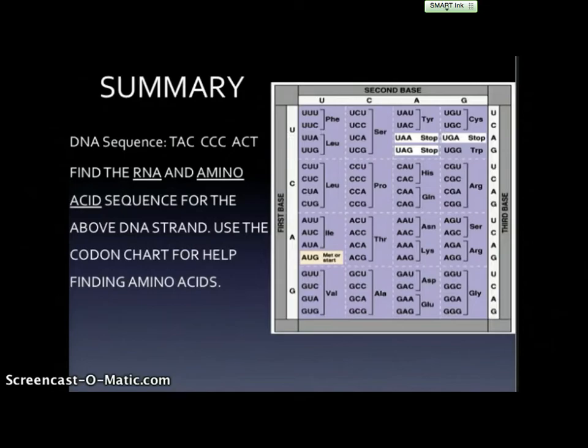So in summary, we have a DNA sequence here, TAC, CC, ACT. Find the RNA and amino acid sequence for the DNA strand above. Use the codon chart here to help you find the amino acid.